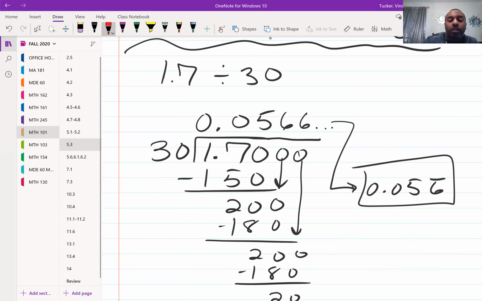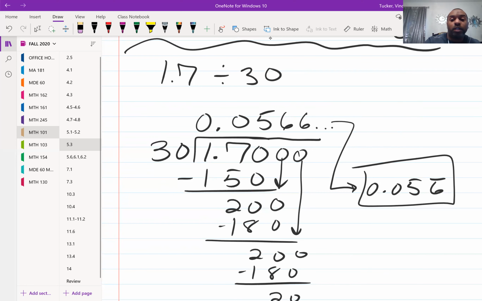30 doesn't go into 1, so that's why we put the 0 right here. 30 doesn't go into 17, that's why we put the 0 right here. So the first number we look for 30 to go into is going to be 170. We add a 0 behind that 7, and we see that 30 goes into 170 5 times. 5 times 30 is 150. Subtract those two, that gives you 20.